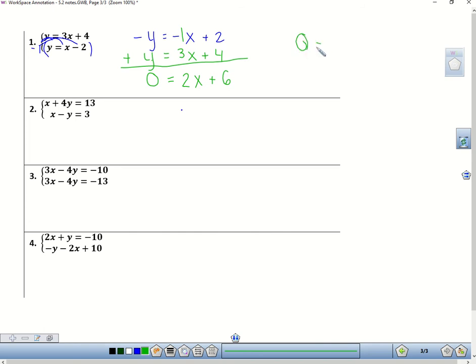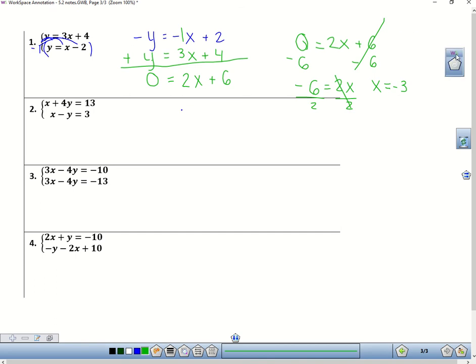So I'm gonna write this out, and now my goal is gonna be to solve for x. So to solve for x, I'm gonna subtract 6 on both sides. So what's 0 minus 6? Negative 6. And then how do I solve for x from here? Divide both sides by 2. So what's negative 6 divided by 2? Negative 3. So x equals negative 3.